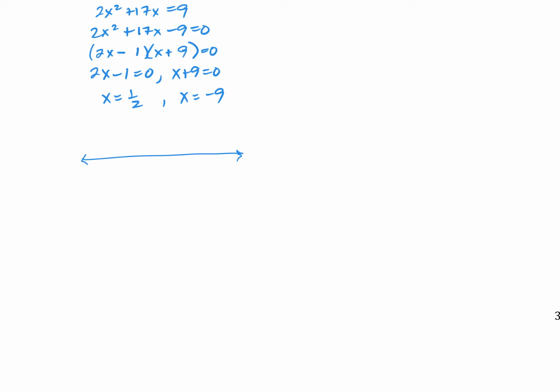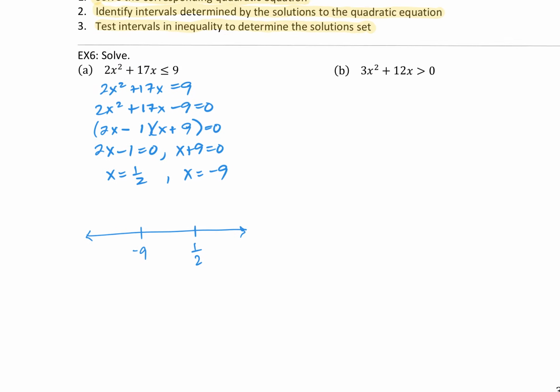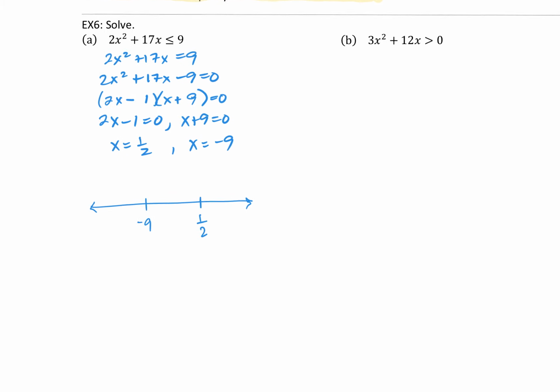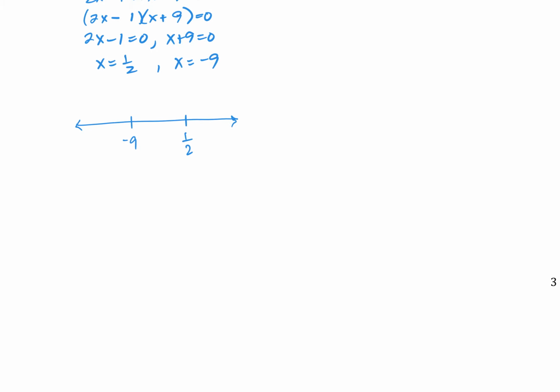So we're going to put 1/2 and negative 9 in the order that they would appear on a number line, and don't worry about correct spacing. We're just putting the two numbers. If we go back to our original inequality, it was a less than or equal to. So that means that I can include negative 9 and 1/2 in my solution.